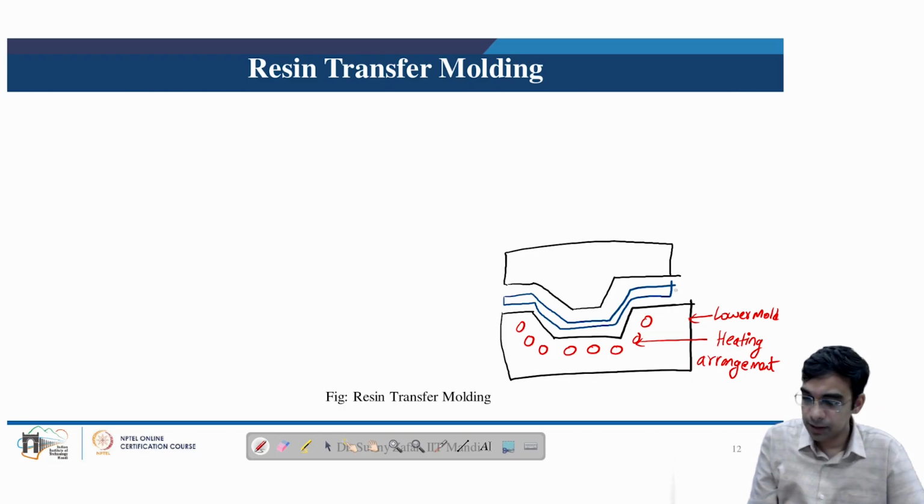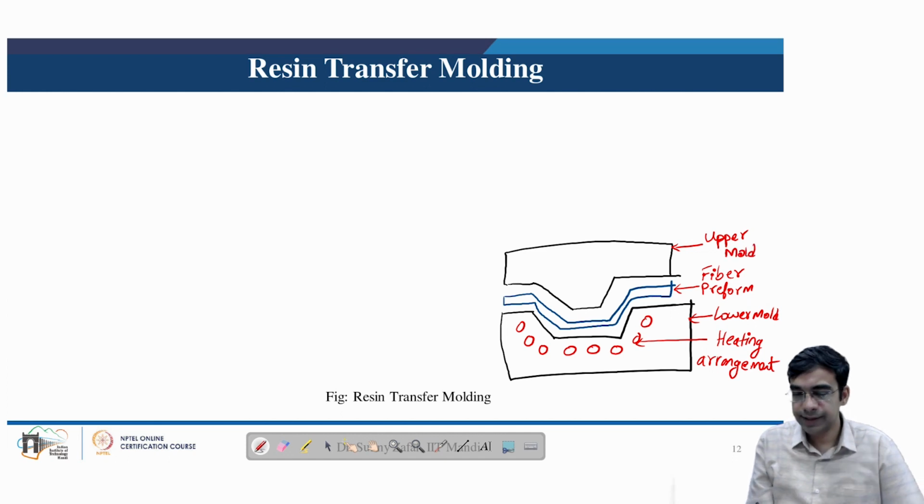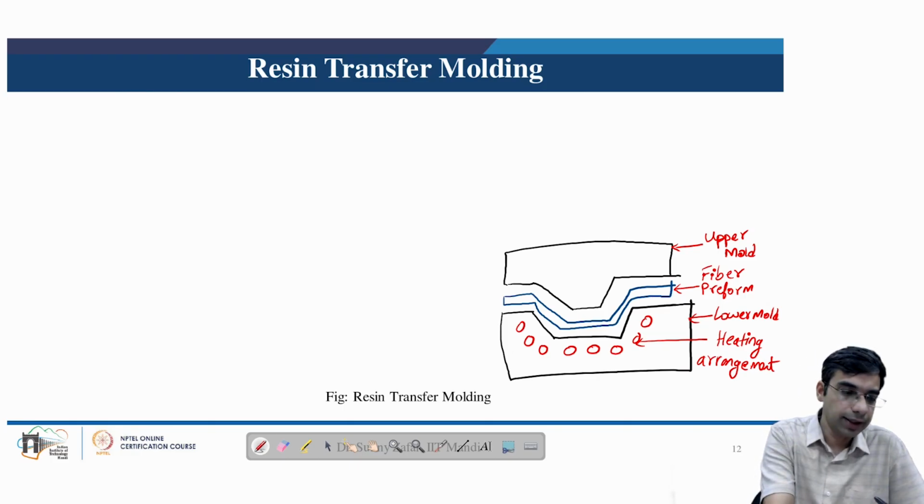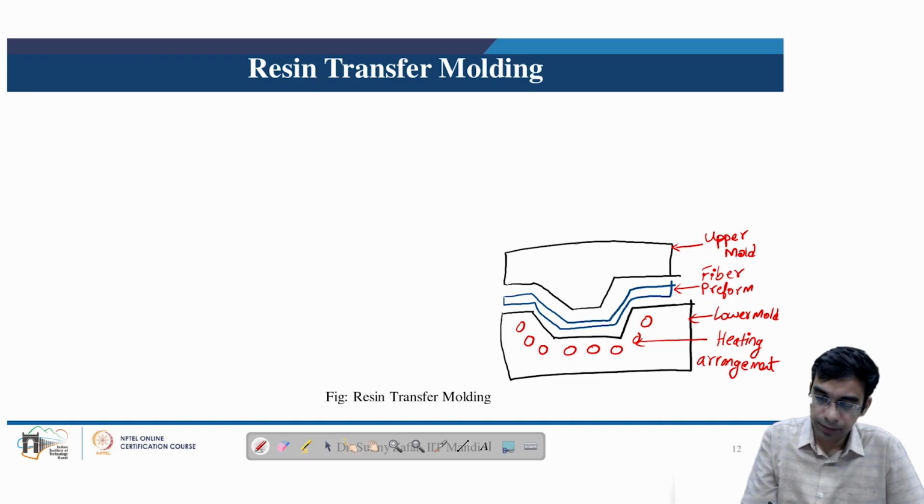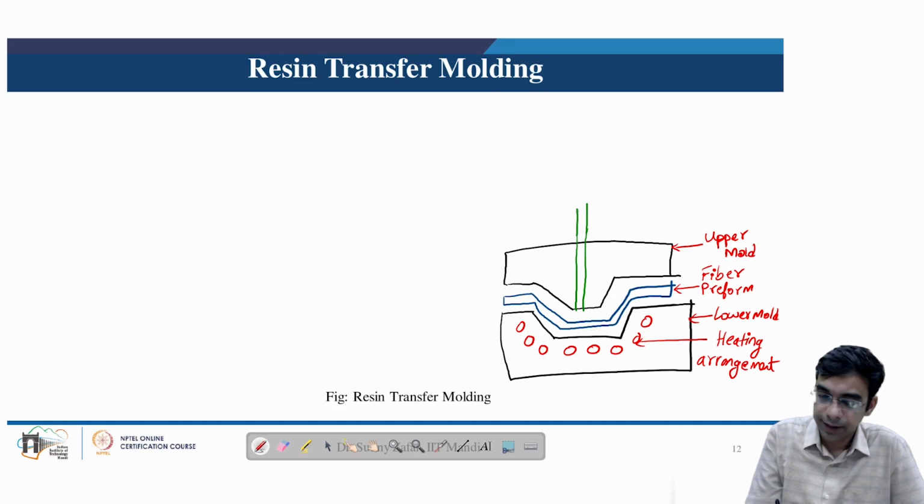So this is the fiber preform, and this is the upper half or the upper mold. The upper mold has a feature to have the resin injector connected. So in the upper half of the mold, we have this resin injector pipe which is connected here, and this pipe is then connected to the mixing head.